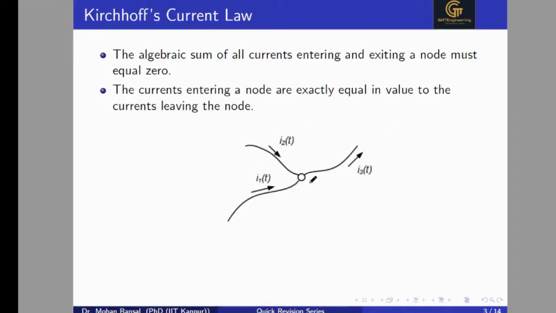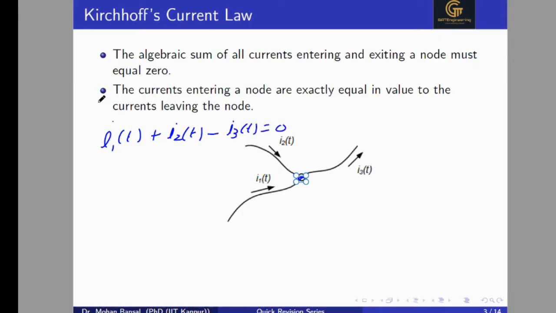So here we have one nodal example. This is one node. Three branches are here and three currents are here. So two currents are entering this node and one current is leaving from this node. According to the first definition, the algebraic sum of all the currents should be zero. So we consider the first two entering currents: one is I1(t), second one is I2(t). These two currents are in one direction, that means entering into the node, and the other current is leaving from the node. So we write minus I3(t) equal to zero. This is one way to write the expression.